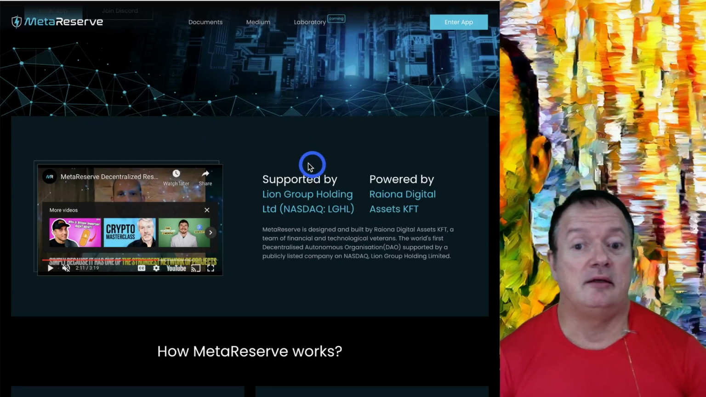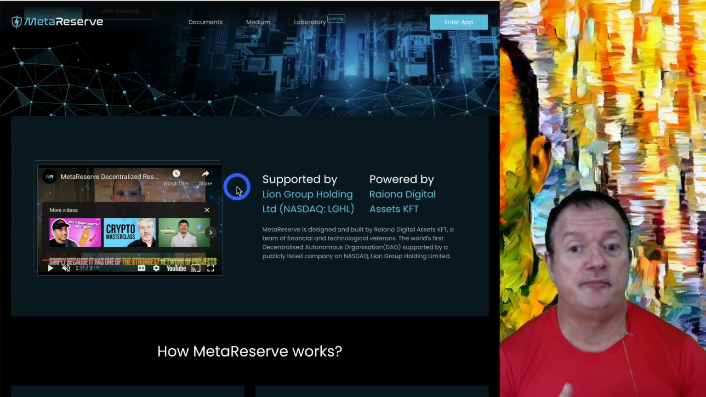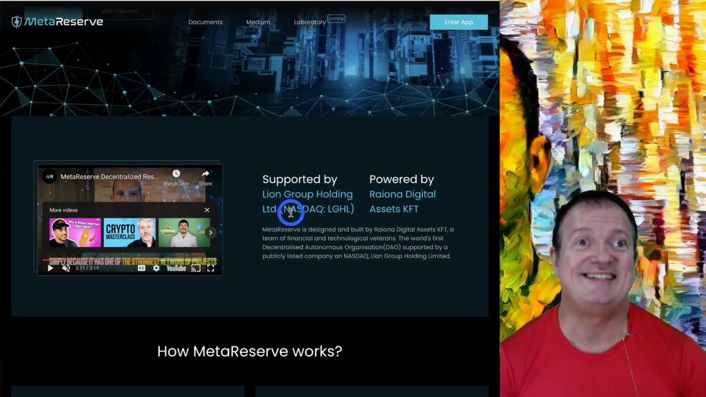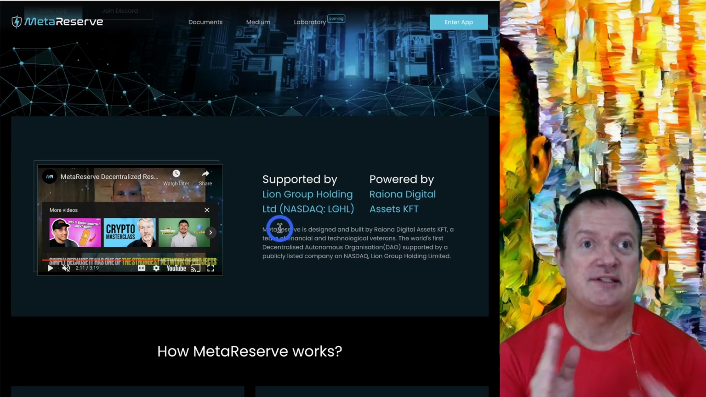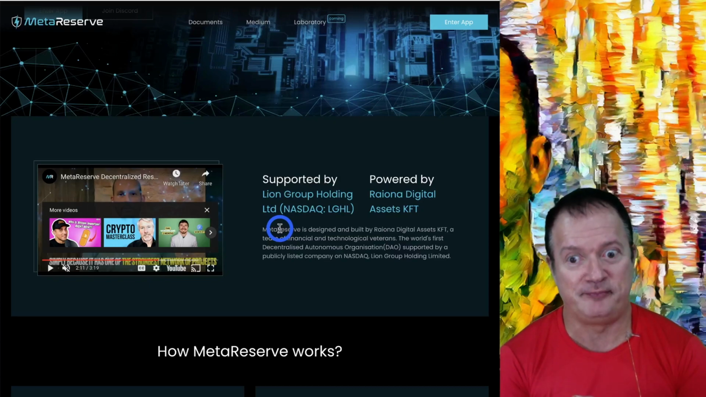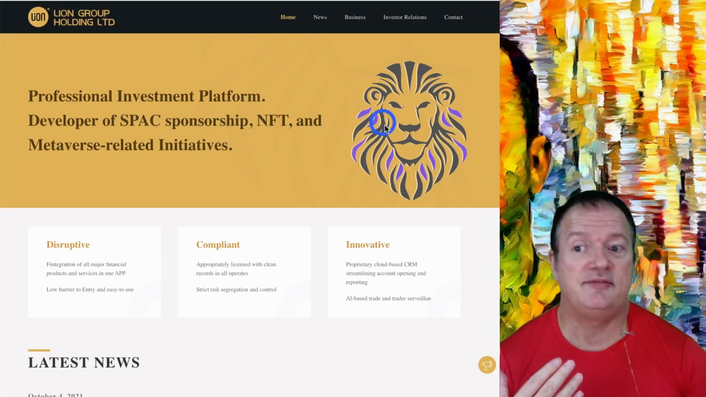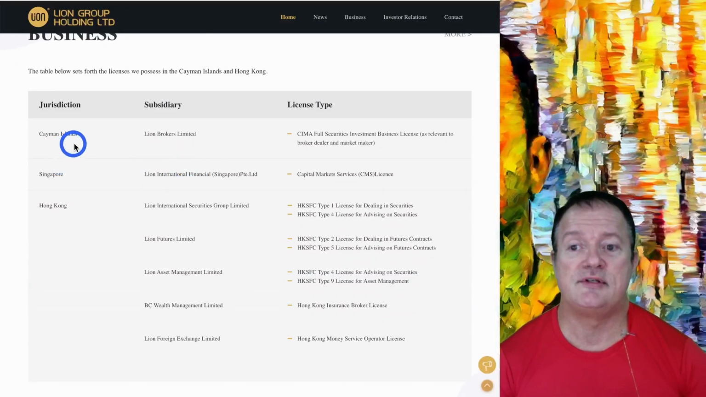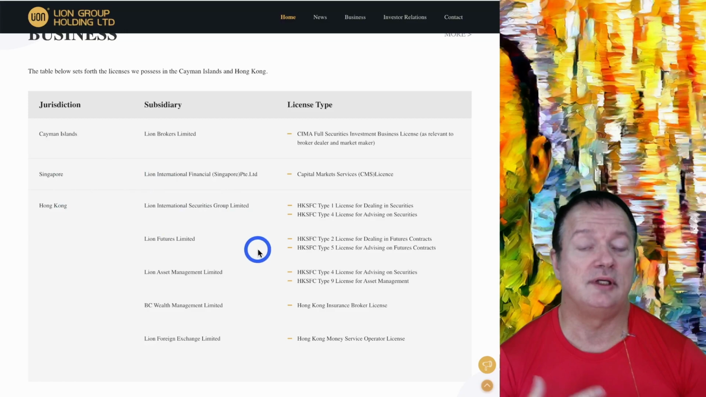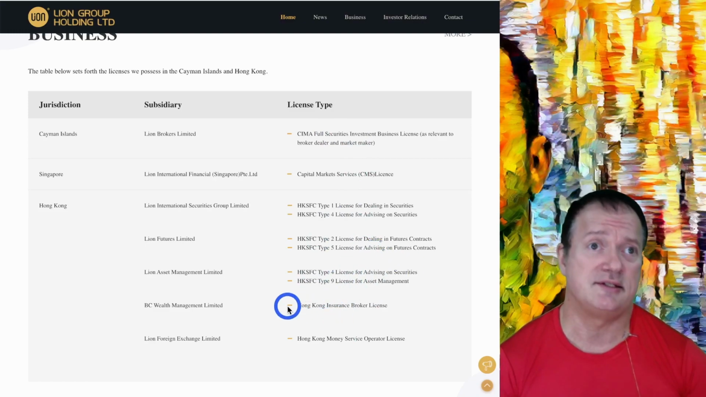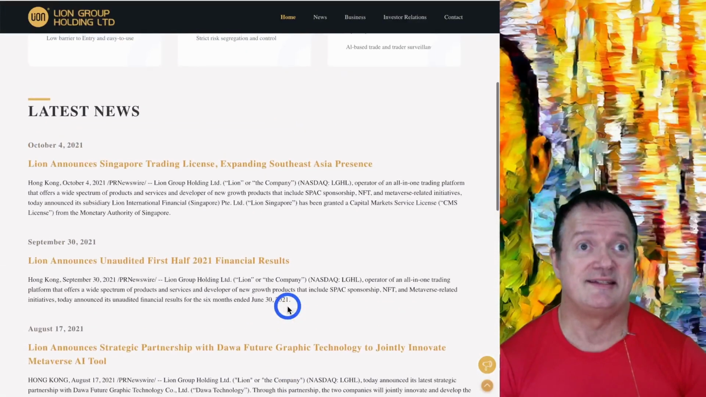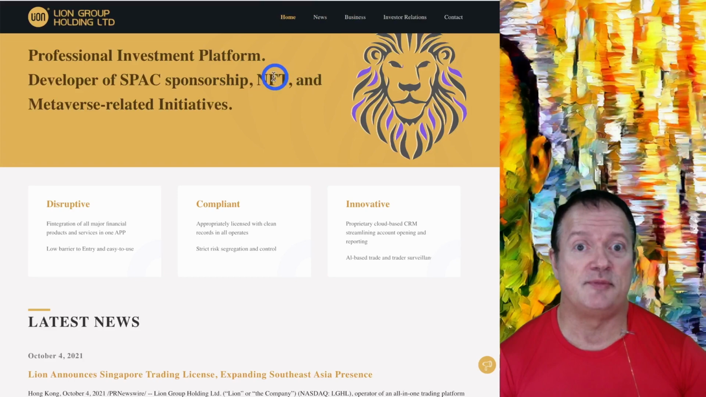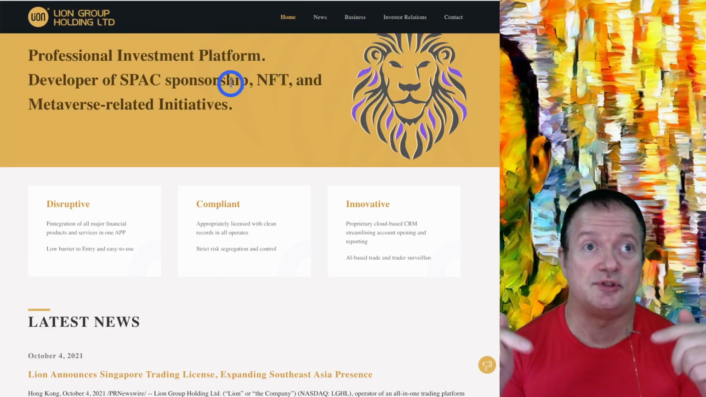Furthermore, the protocol is supported by Land Group Holding, which is a NASDAQ-listed company. So it's a company listed on the stock exchange in America. It's a real company. They have their own website. They work in NFTs, metaverse, and other things. So you can check their latest news. They've got offices in the Cayman Islands, in Singapore, in Hong Kong, and so on. And they're licensed to deal in securities and futures and all kinds of stuff. So it's a real business. There are people there. You can go and check the website yourself. I'm going to put the link in the description under the video.